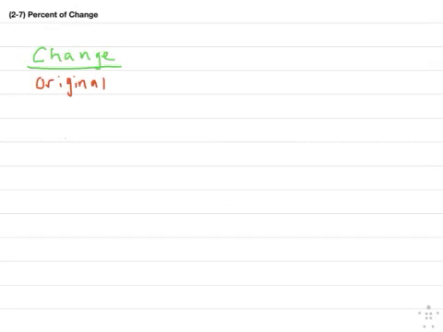Okay, welcome to percent of change. Okay, so percent of change, what is this? Well, don't worry about the percent. Let's think about the change for a minute.